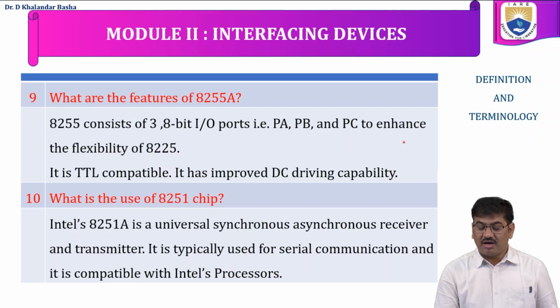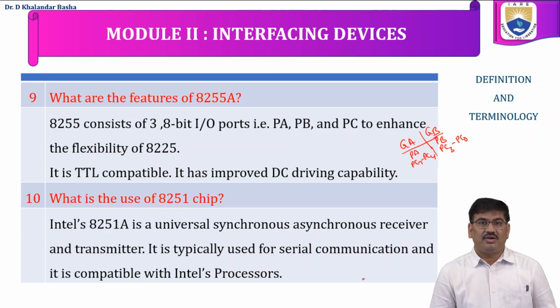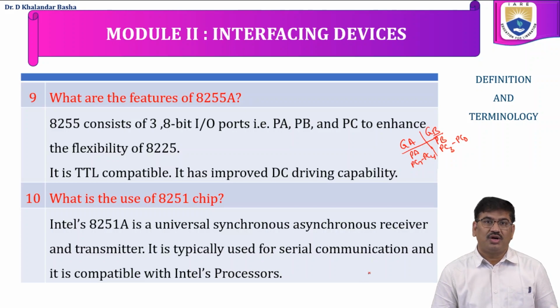These three ports are classified again into two groups. One is group A, another one is group B. Under group A, the port A and the port C upper pins, that is PC7 to PC4, are grouped as group A ports, whereas group B consists of port B and port C lower, that is PC3 to PC0. So in total, we are going to have 8 plus 4, 12 in each group.